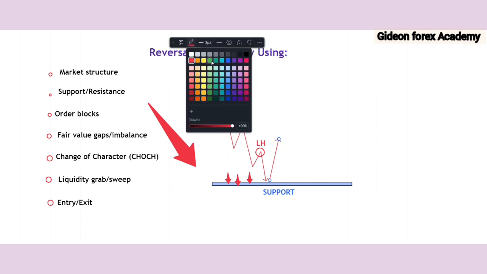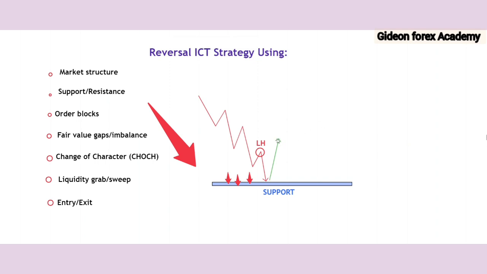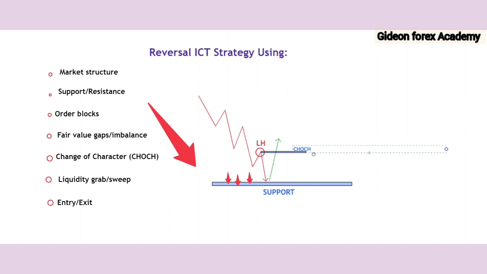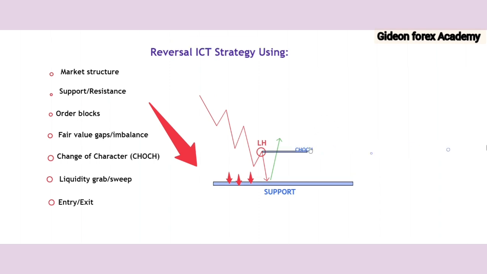Which causes a change of character. This would be a change of character right here. I'll just type it out. This is a change of character. That would be a change of character right there. It means there is a new price which has been formed up here. This is the new price up here.